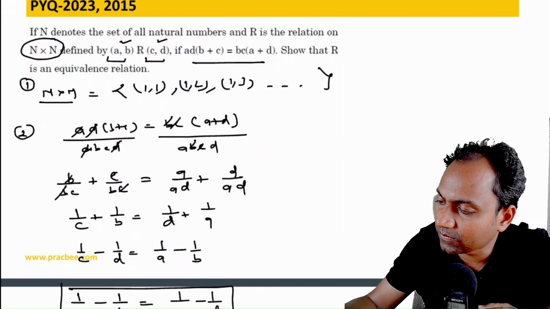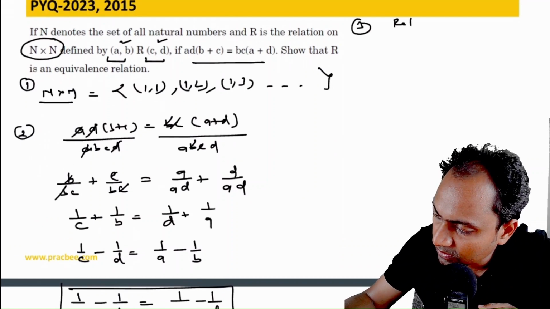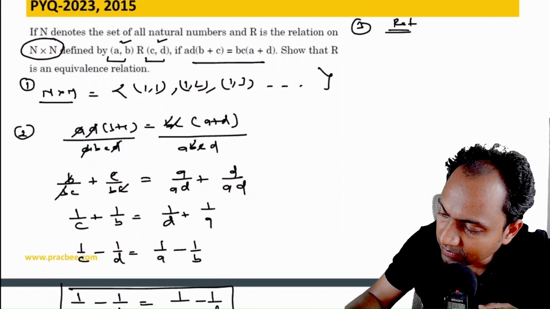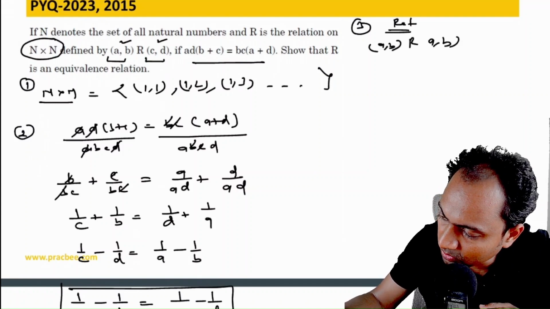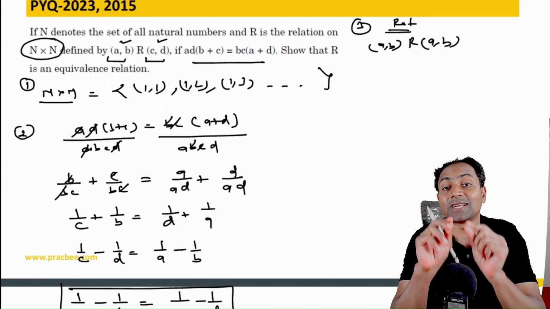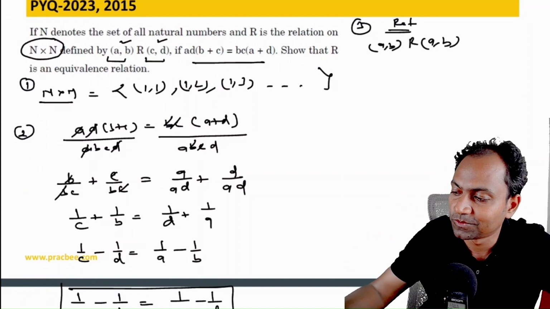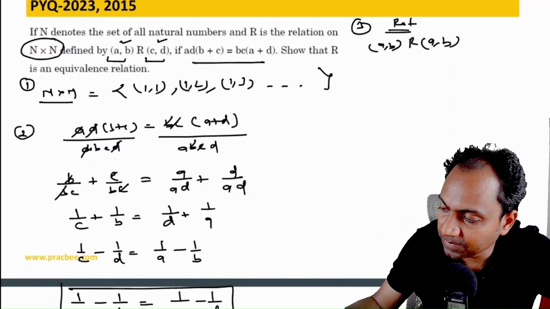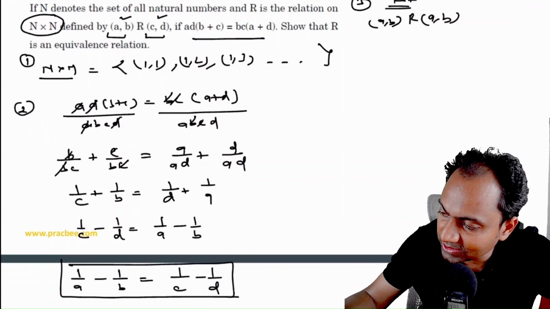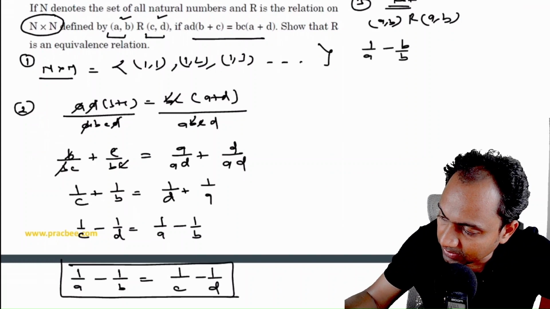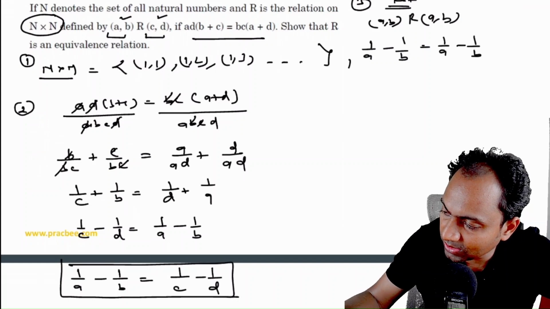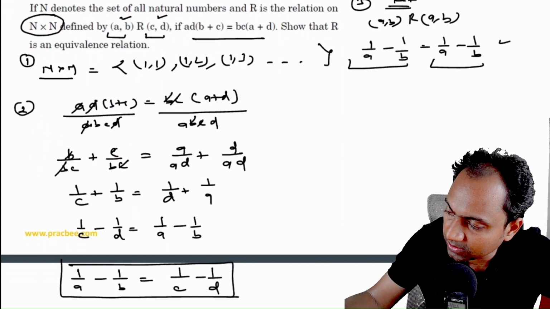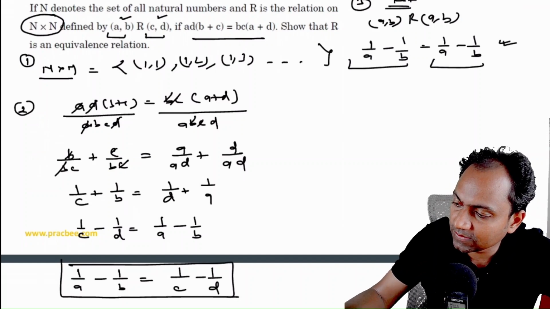In the third step, what we can observe is now the reflexive part first. For reflexive to happen, whatever is on the left hand side, that is A comma B, should be related to A comma B only. So here the important thing is we have replaced that one element by an ordered pair. That is something new. So if I take this and simplify, if I put in my relation, my left hand side will become 1 by A minus 1 by B, which will be equal to nothing but 1 by A minus 1 by B. So you can see that you are getting the same thing on both the sides. So it is correct. So it becomes a reflexive relation.